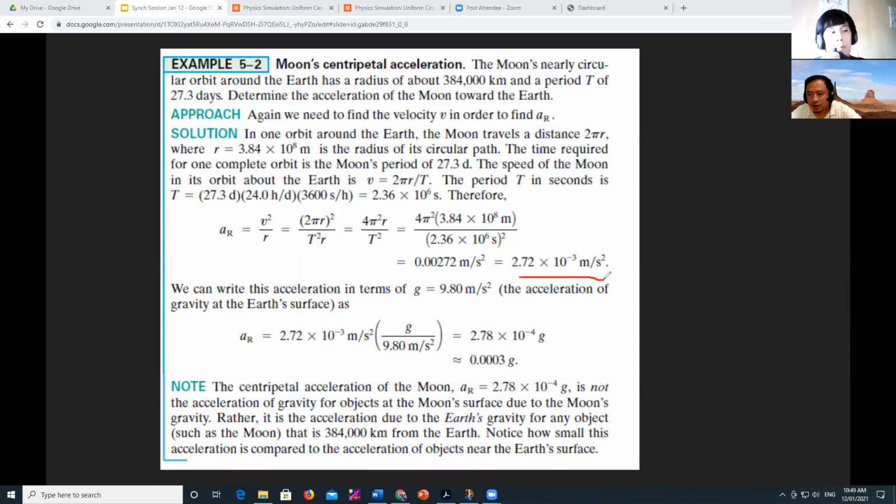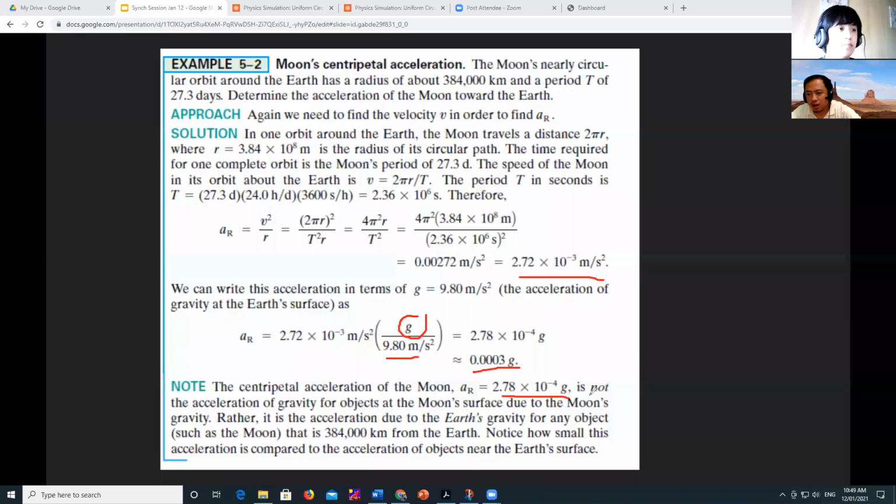So there, you get this value of the centripetal acceleration of the Moon, very small: 2.72 times 10 to the power of negative 3 meters per second squared. And if you write it as a fraction of g, which is equal to 9.80, it is just about 0.0003 g. So imagine, the acceleration is very small. An object takes a long time to fall to the surface of the Moon, because the acceleration due to gravity there is smaller. And you weigh less on the Moon because its g is smaller.